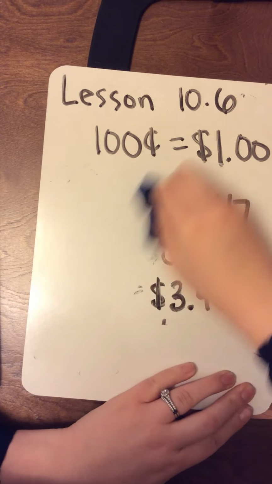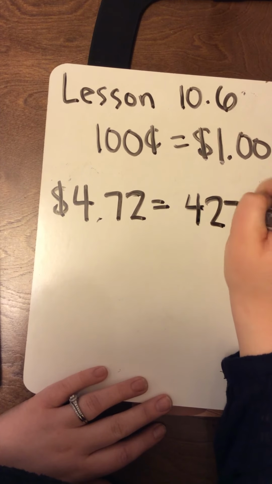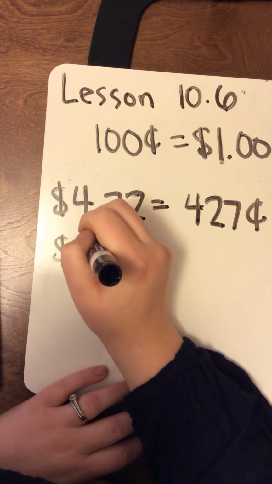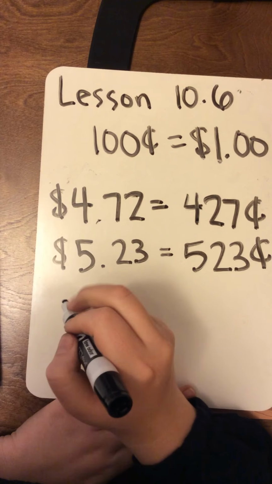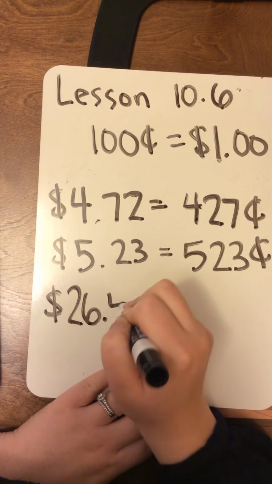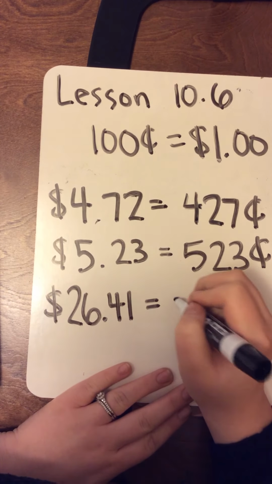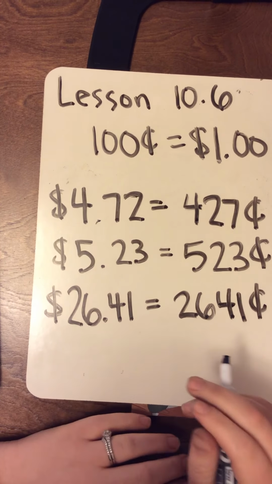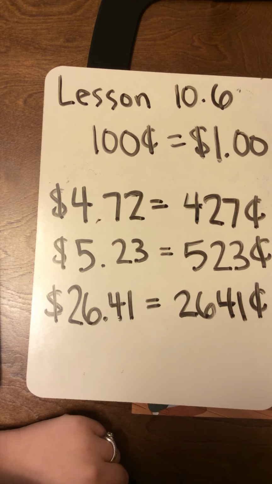And we can do it the other way as well. Just like I can convert cents to dollars, I can convert dollars to cents. So if I say I have $4.72, that's the same as saying we're just taking that decimal point away: 472 cents. What about $5.23? Right, we're just going to take that decimal point away and write 523 cents. What about $26.41? Just take that decimal point out. 2,641 cents.